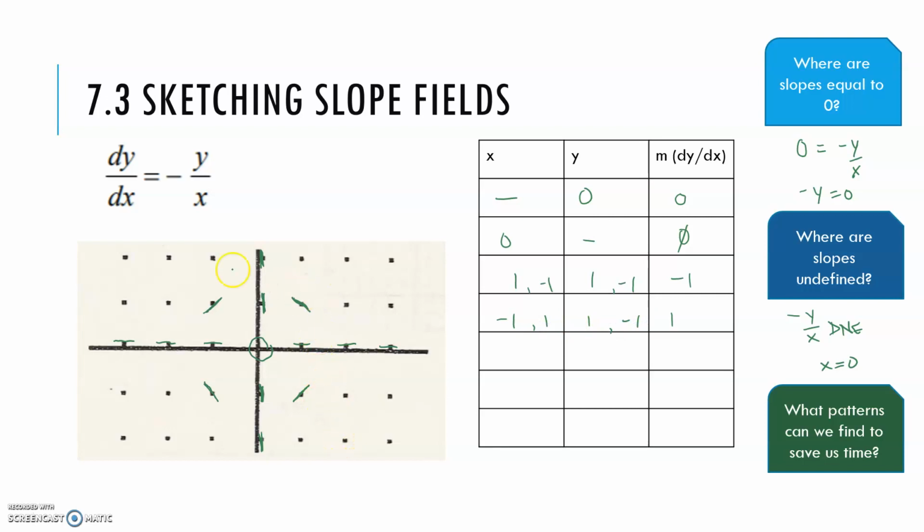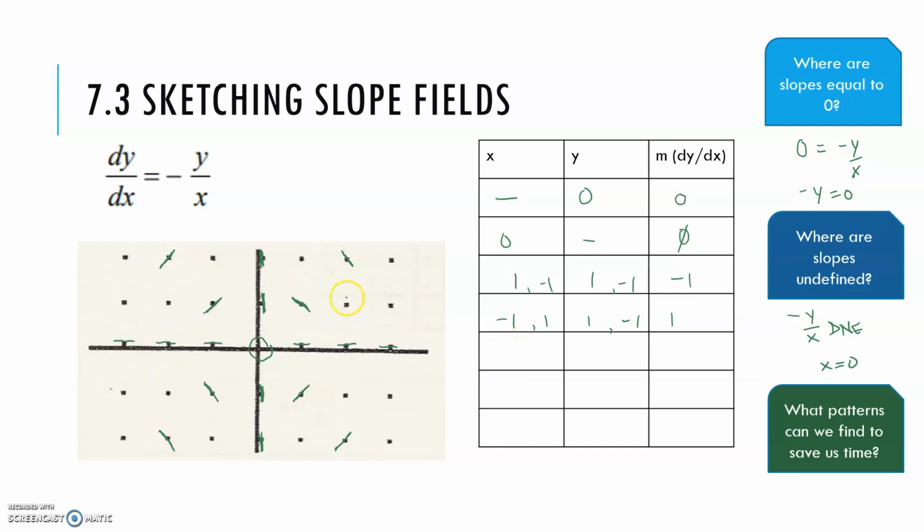And also, that's true on this whole diagonal, right? So this would have a slope of 1, and this would have a slope of negative 1, and this would have a slope of 1, and this would have a slope of negative 1. You don't have to fill in the table, but you may fill in the table for as many points as it's helpful for you to see.